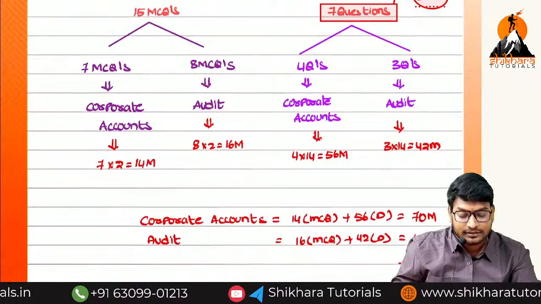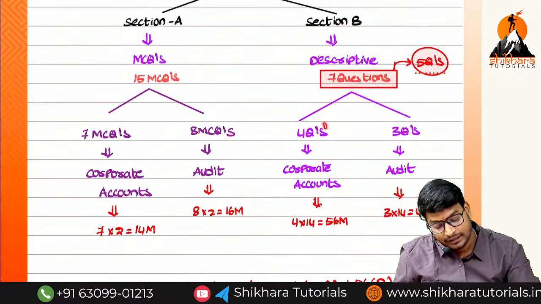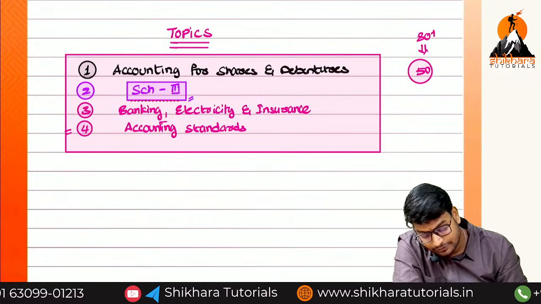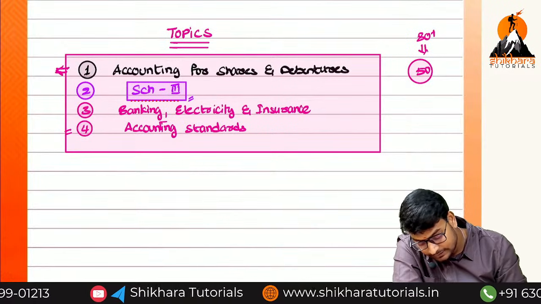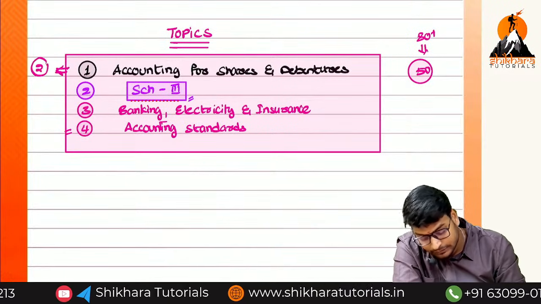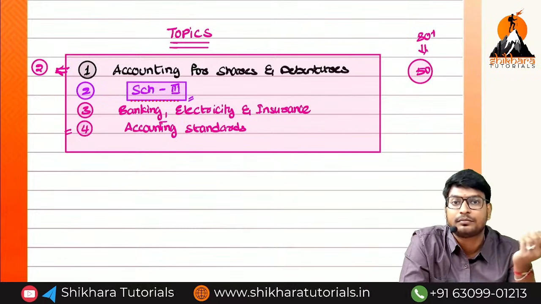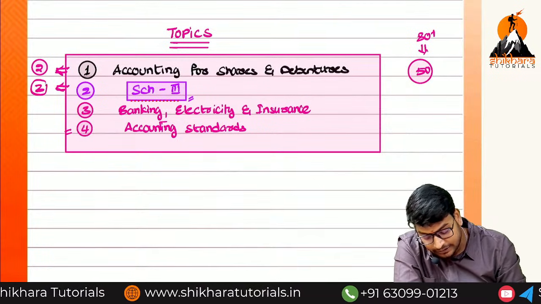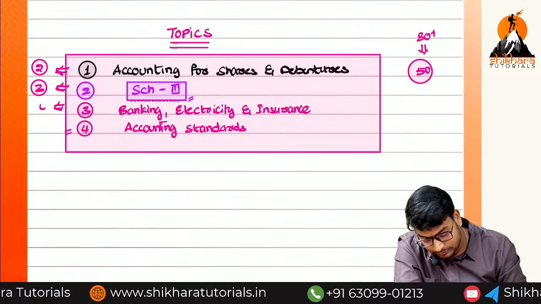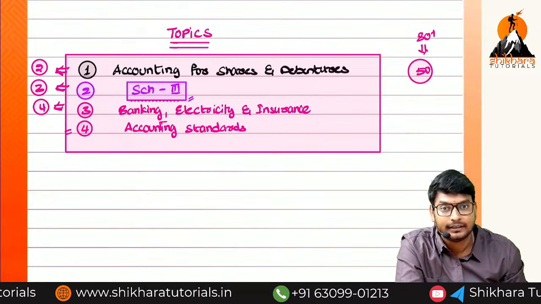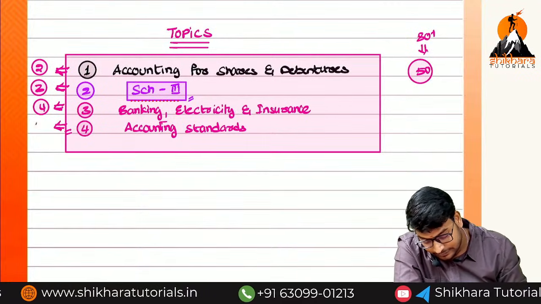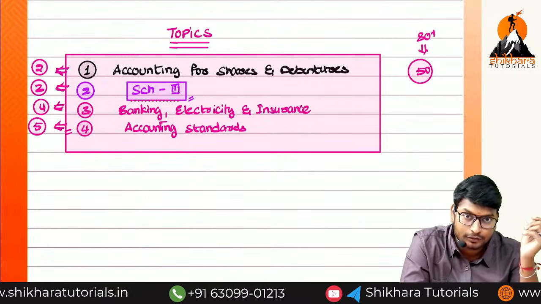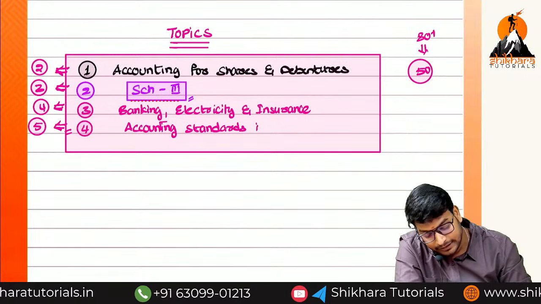How many questions will they give? From the descriptive point of view, they will give 4 questions. The first question is from issue of shares and debentures; this chapter they will ask in question number 2. Question number 1 is MCQs. Question number 2 is issue of shares and debentures, question number 3 is for Schedule 3, question number 4 is for banking, electricity and insurance, and question number 5 is for accounting standards. So 2, 3, 4 and 5: 4 questions.